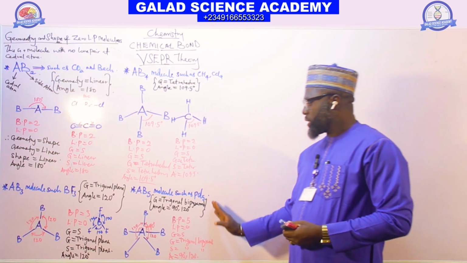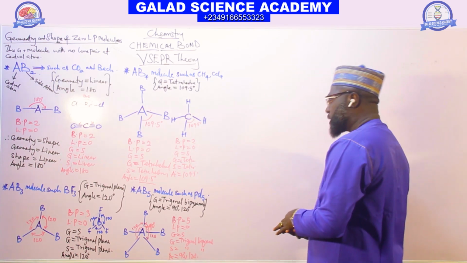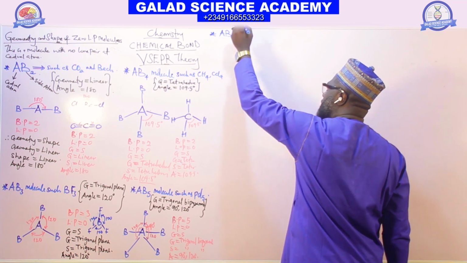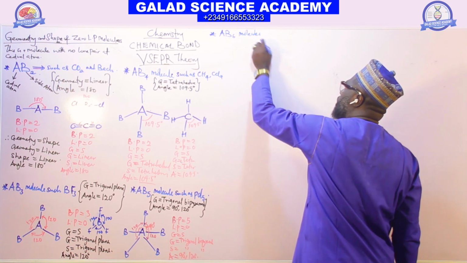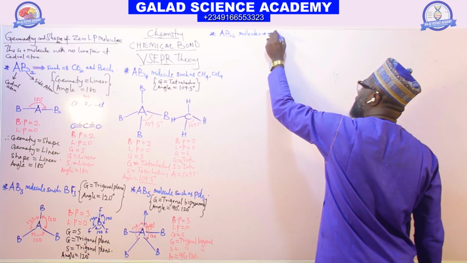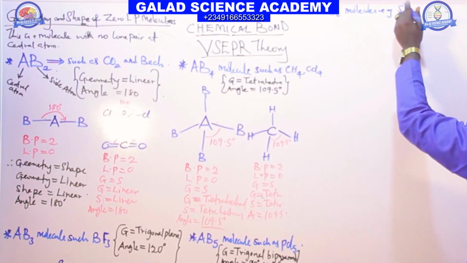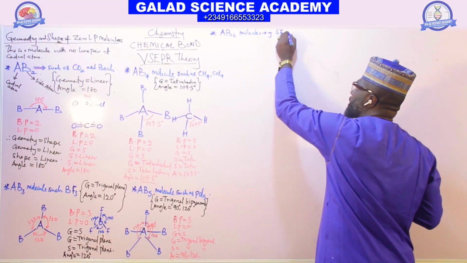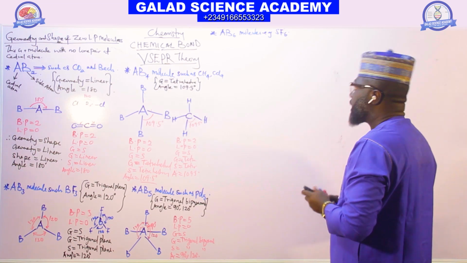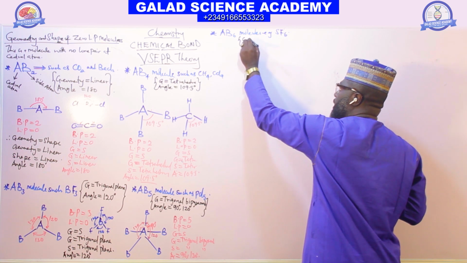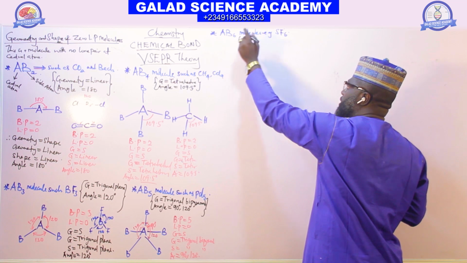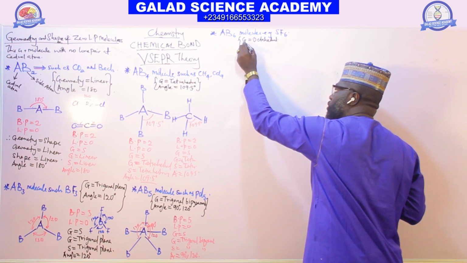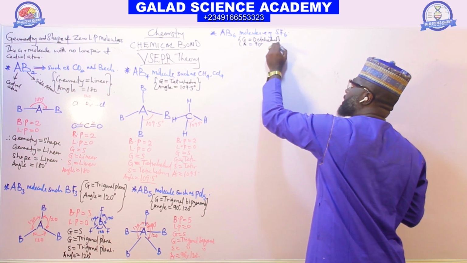So that's for AB5. The last molecule here is the AB6 molecule. For example, we have SCl6, sulfur chloride 6, an example. So automatically, the geometry for this AB6 is octahedral, and the angle is 90 degrees.